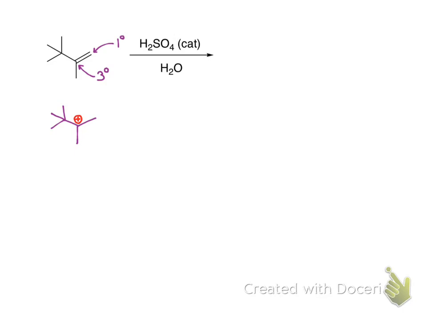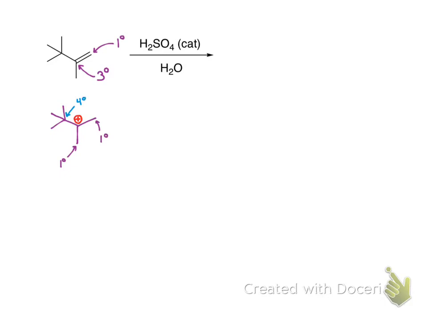Okay, so then we check, is there any hydride shift available? Well, if we look at our neighboring carbons, we've got this one here, which is primary. We've got this carbon here, also primary. Neither of those are more stable. And then we've got this carbon over here, which is actually quaternary.